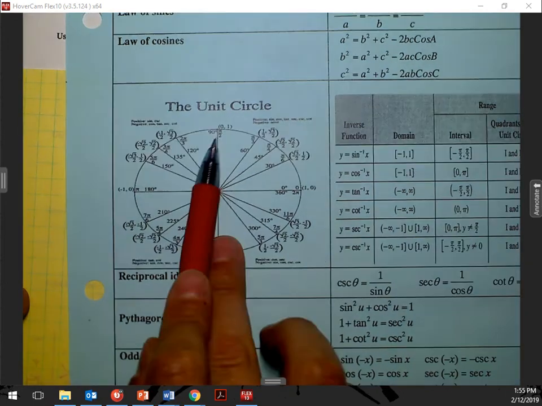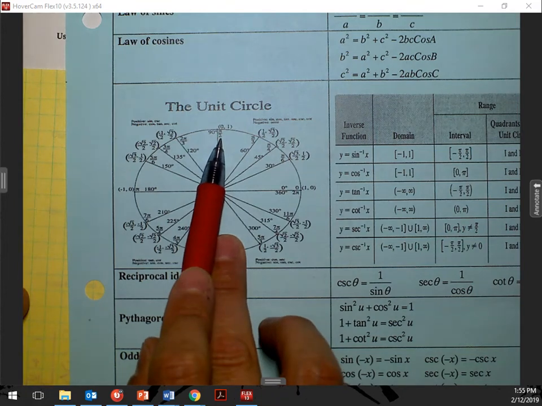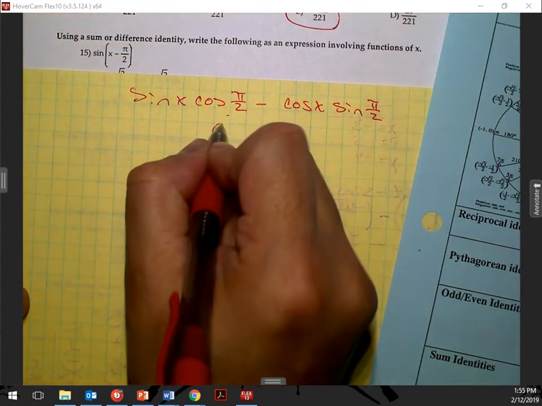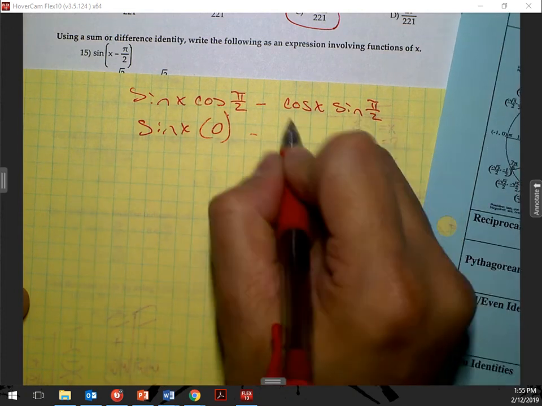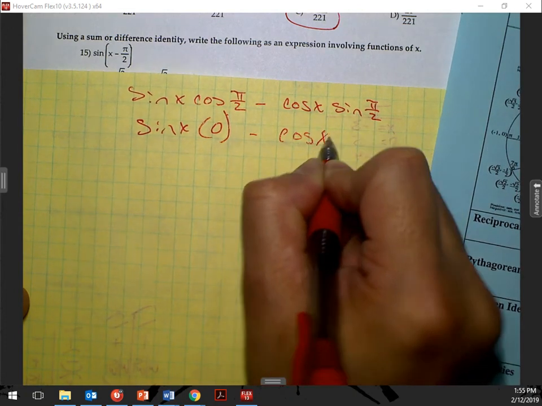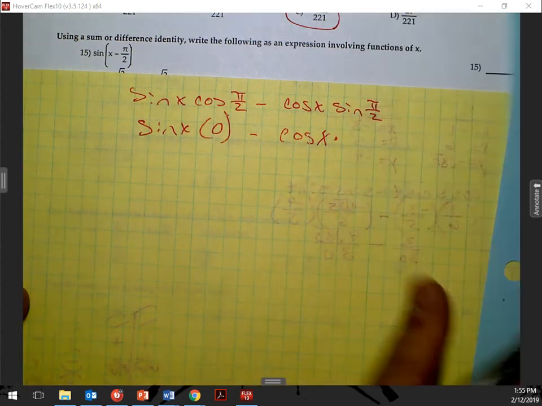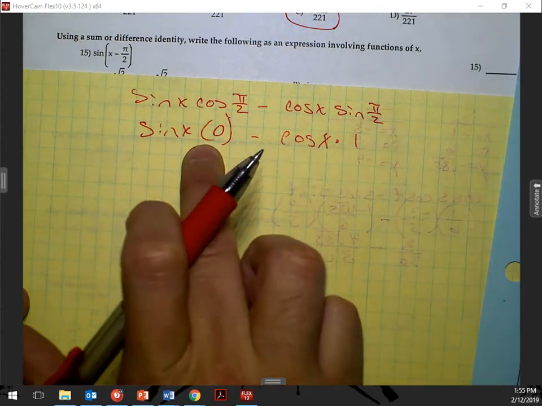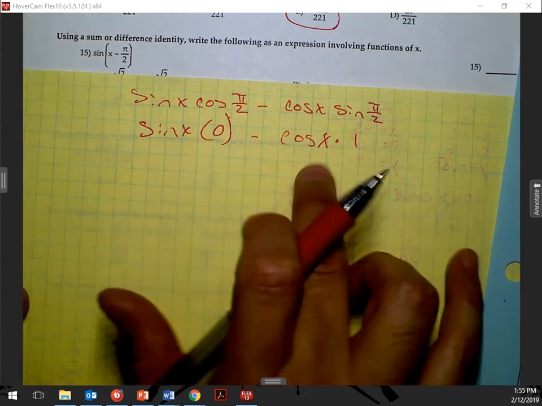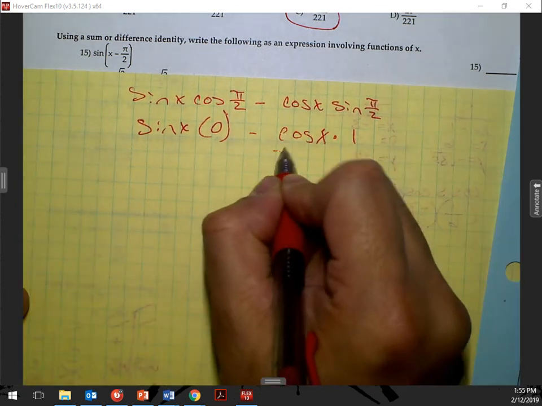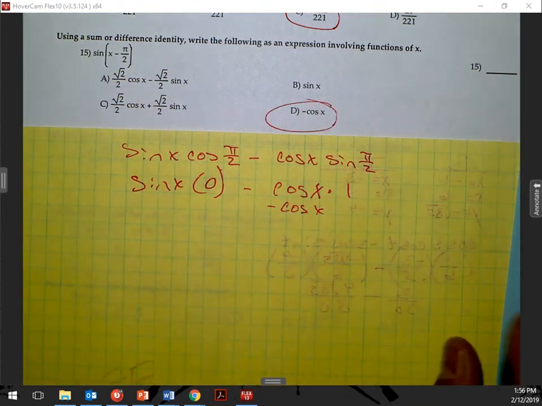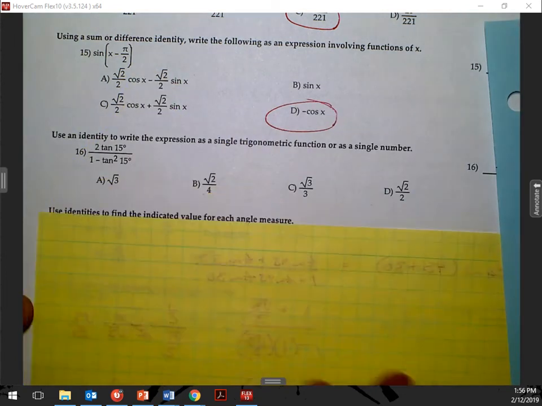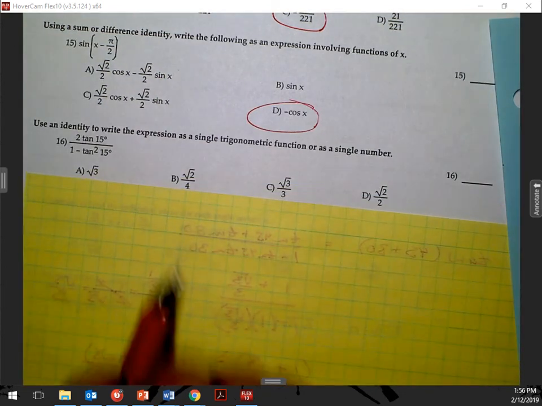Oh, I have that right here. So cosine is the x value. So at that, it's going to be 0 times sine of x minus cosine of x times, what's sine at pi over 2? 1. So anything times 0 is 0. So this all over here is negative cosine x. So my answer is, say D. That was super easy.